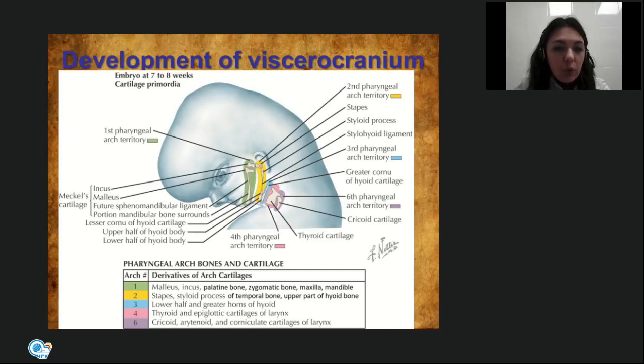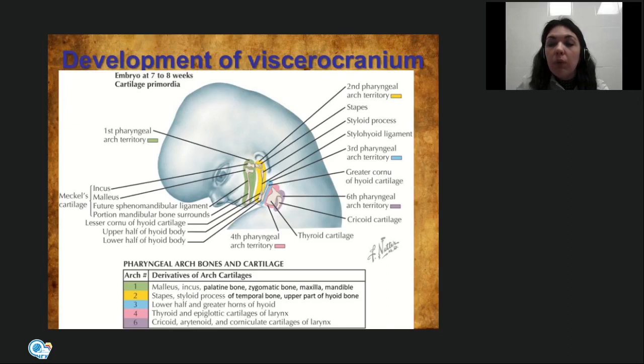Second pharyngeal arch forms a styloid process of temporal bone and upper part of hyoid bone. Third pharyngeal arch forms lower half and greater horns of hyoid bone. Fourth pharyngeal arch forms thyroid and epiglottic cartilages of larynx. And sixth forms cricoid, arytenoid, and corniculate cartilages of larynx.